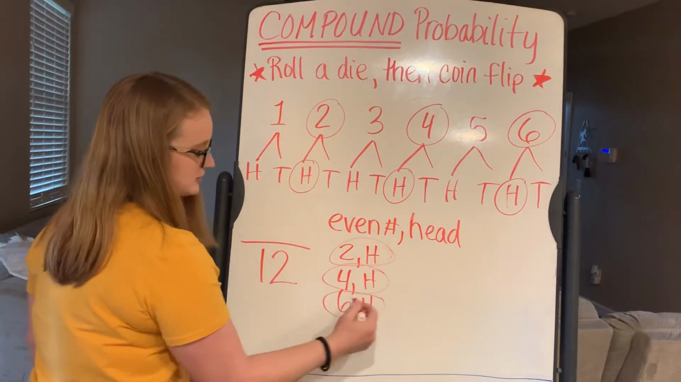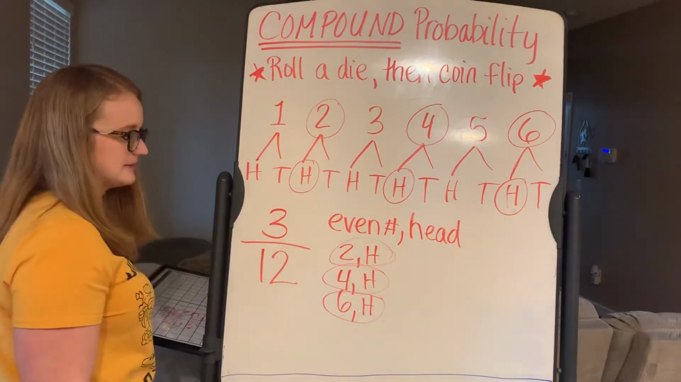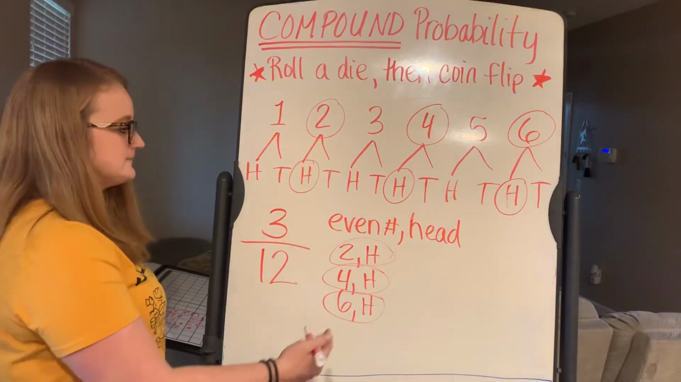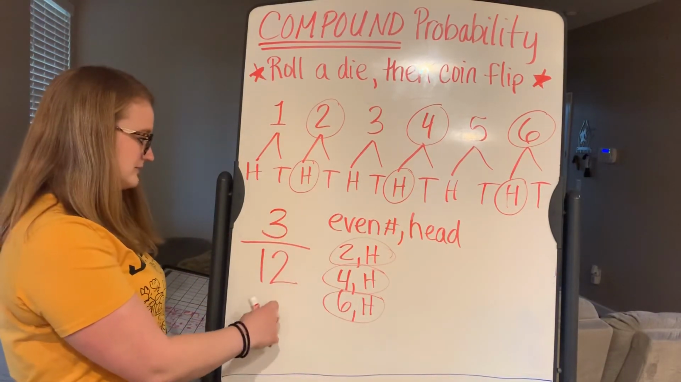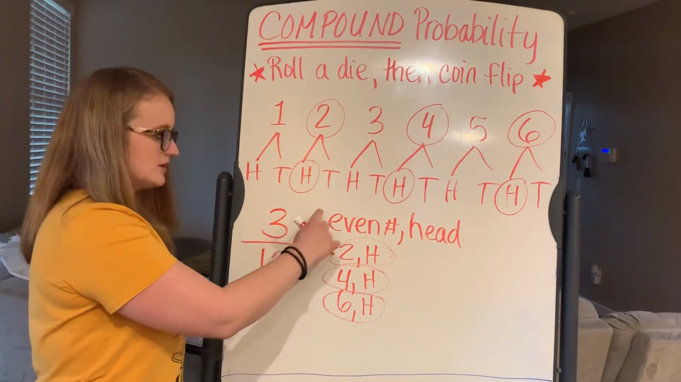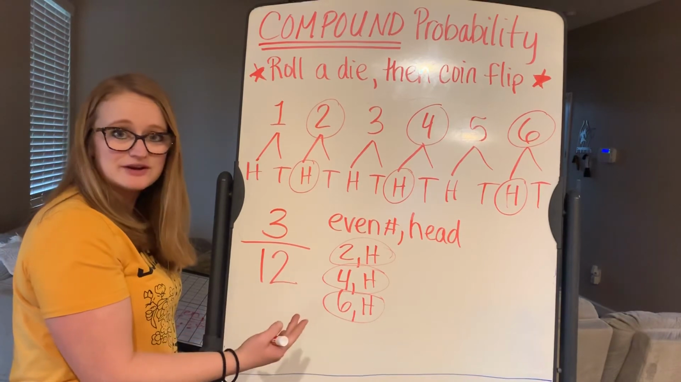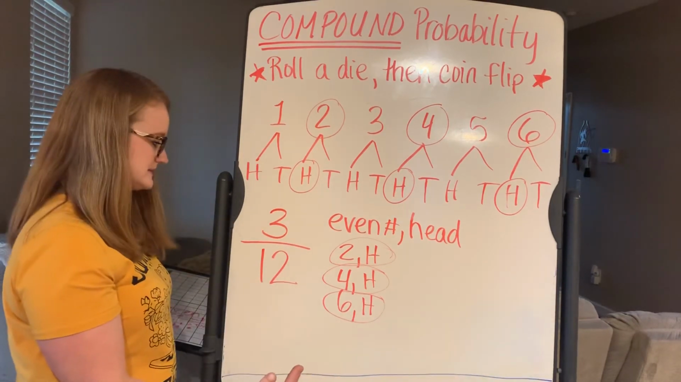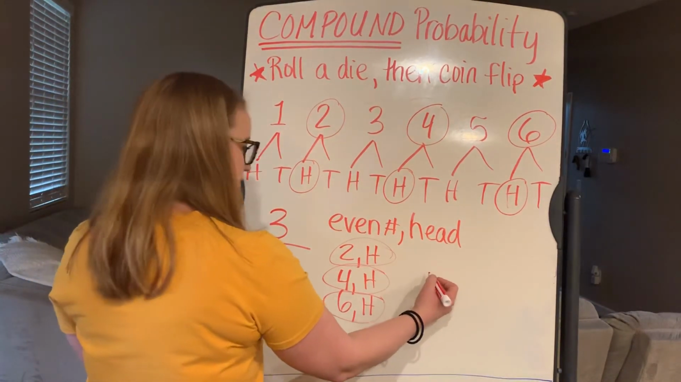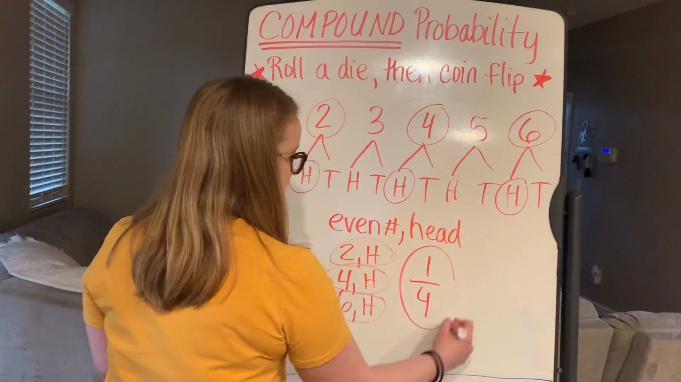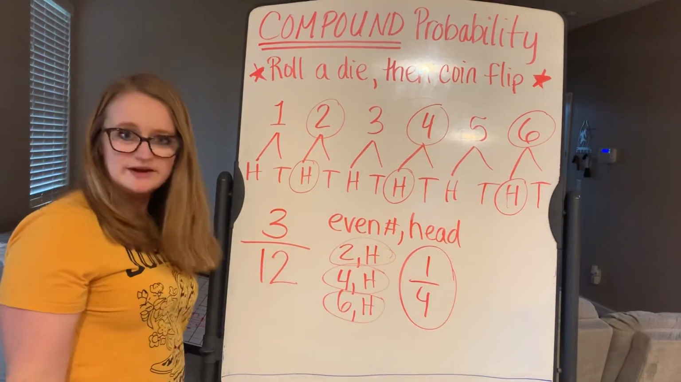1, 2, 3 possibilities that satisfy that. That's how we get this numerator, the top number. So that means our probability for rolling an even number and flipping a head would be 3 out of 12. Remember, 3 is the favorable outcomes, what we're trying for, and the 12 is the denominator, or the total amount of outcomes. 3/12 is also the same as 1/4. So we can say the probability of rolling an even number and a head is 1 out of 4.